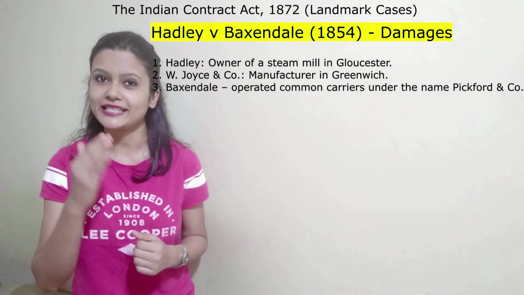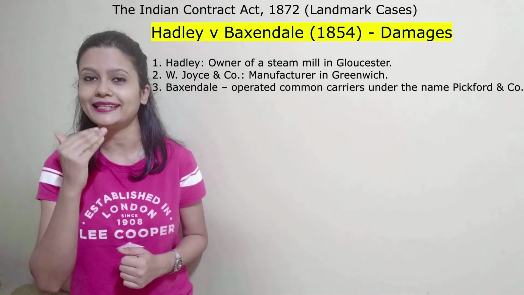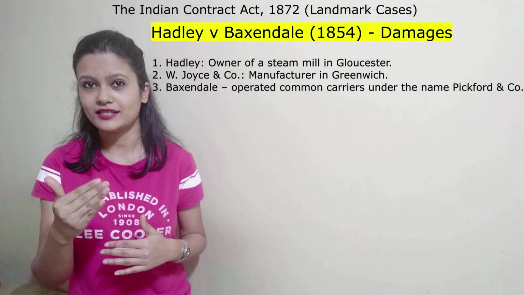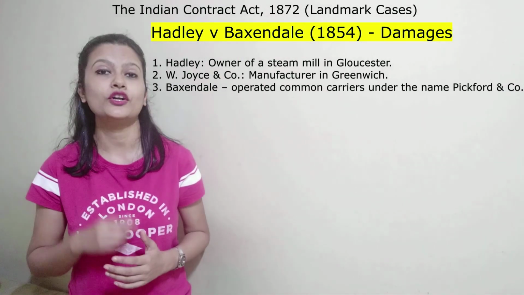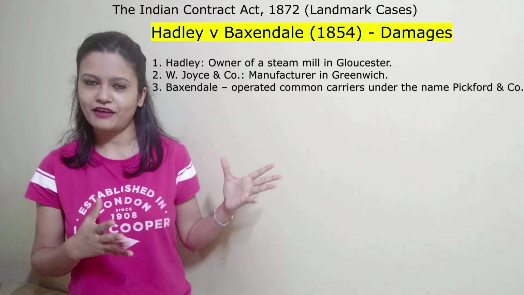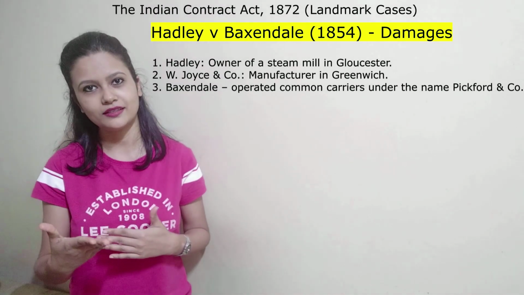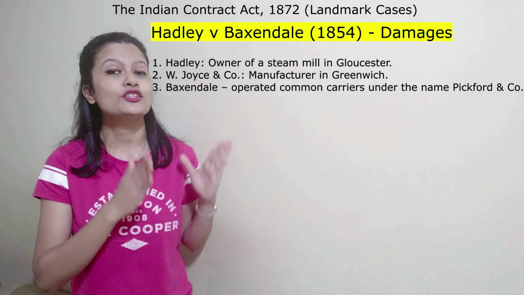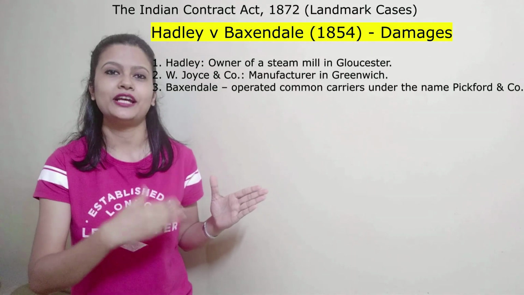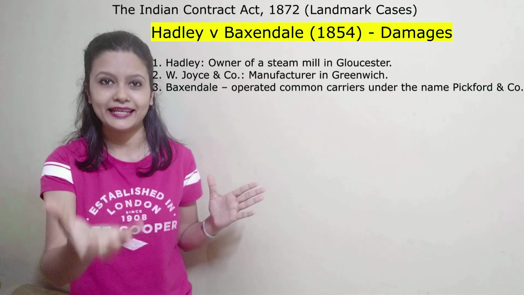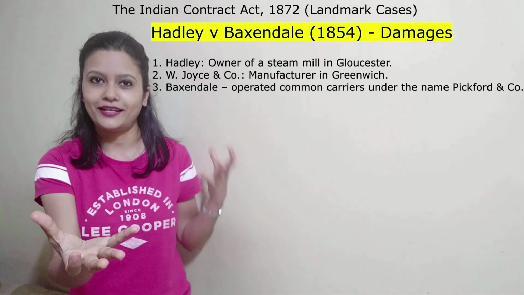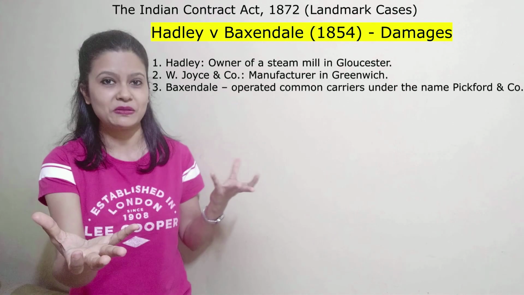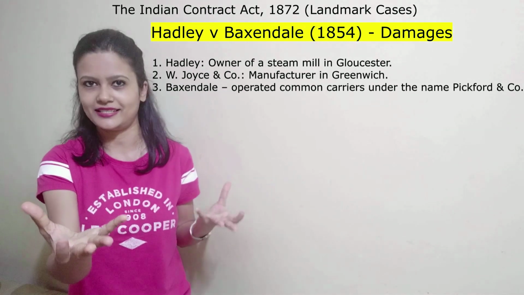In this case, it was held that Baxendale could be held liable only for the losses that were generally foreseeable. But to recover damages for loss of business, Hadley should have informed him about his special circumstances in advance. So while making the contract, Hadley should have informed Baxendale that until and unless this contract is performed, he cannot start working in the mill. This mill will be closed down during this entire period.